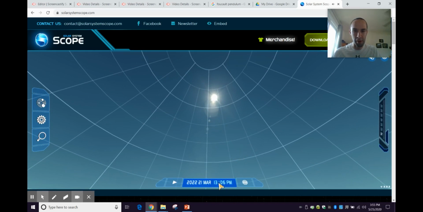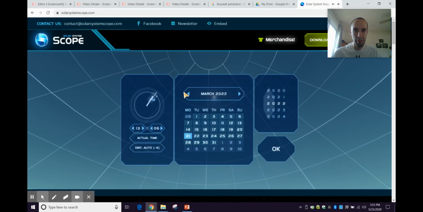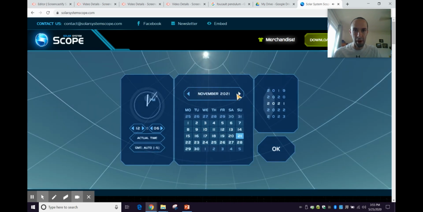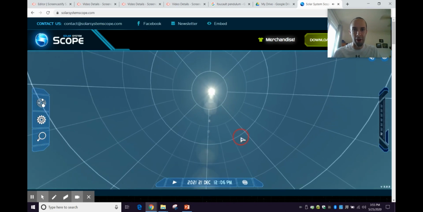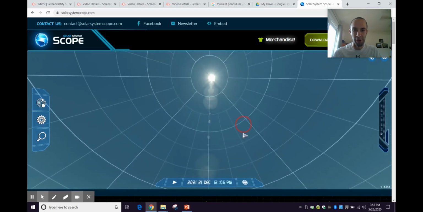Still pretty warm in these locations, but let's just change the date back to December 21st. Okay, that's the first day of our winter, but it's the first day of the Southern Hemisphere summer. And so you can see it's at a 90-degree angle on that day.